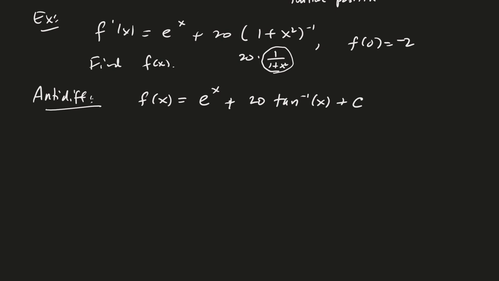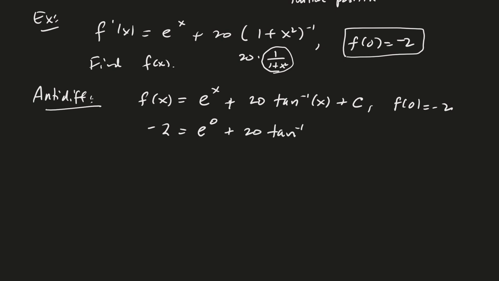And now, how am I going to solve for c? I'm going to use this extra piece of information here, that f of 0 is minus 2. And so when I plug in x equals 0, I want minus 2, so minus 2 is equal to e to the 0 plus 20 times the inverse tangent of 0 plus c. Good. e to the 0 equals 1.